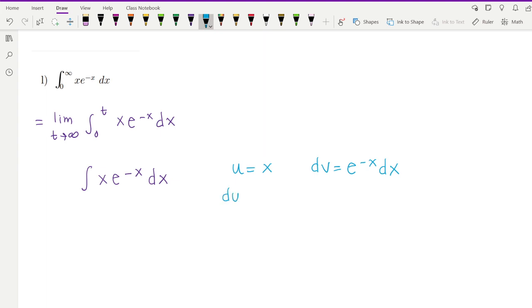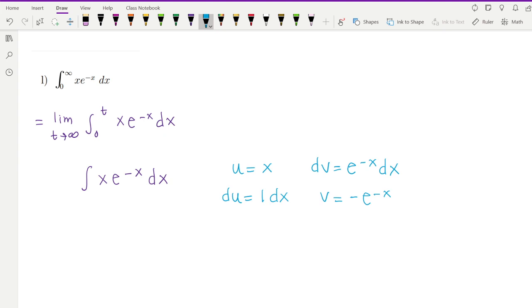Okay, so let's take the derivative of u is equal to x, so that would just be equal to 1 dx. And then the antiderivative of e to the negative x, well, that's negative e to the negative x. So you could do that with substitution, or I think this is one that it's kind of nice to be able to do in your head, right?